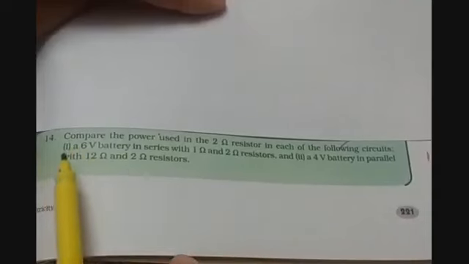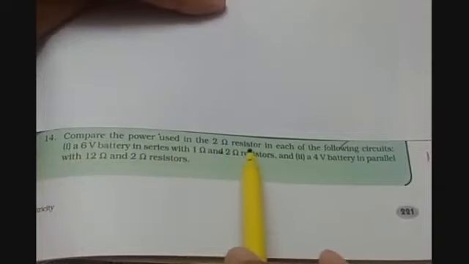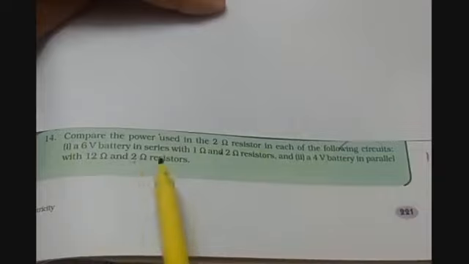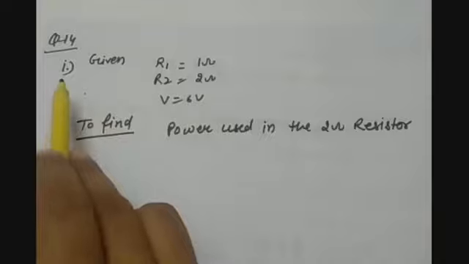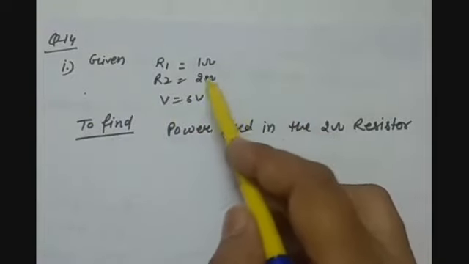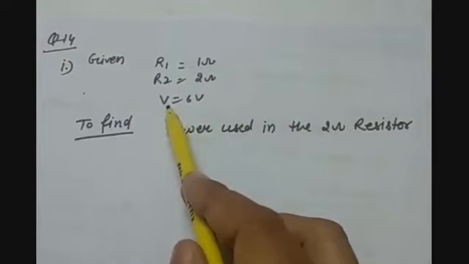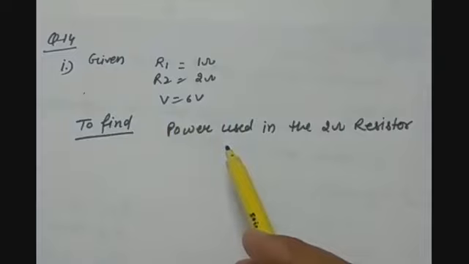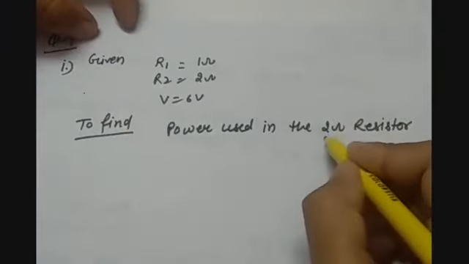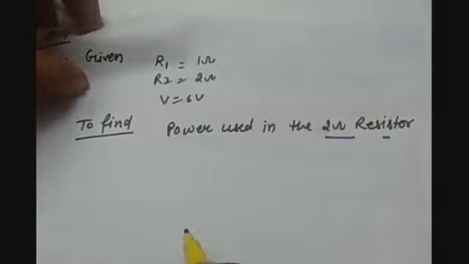Question number 14 says, compare the power used in 2 ohm resistor in each of the following circuits. First, a 6 volt battery in series with 1 ohm and 2 ohm resistors, and second, a 4 volt battery in parallel with 12 ohm and 2 ohm resistors. In question number 14, we have been given in first case R1, R2 as 1 ohm and 2 ohm respectively, and potential difference is given as 6 volts. We have to compare the powers of two cases in 2 ohm resistor. So let us see the solution.